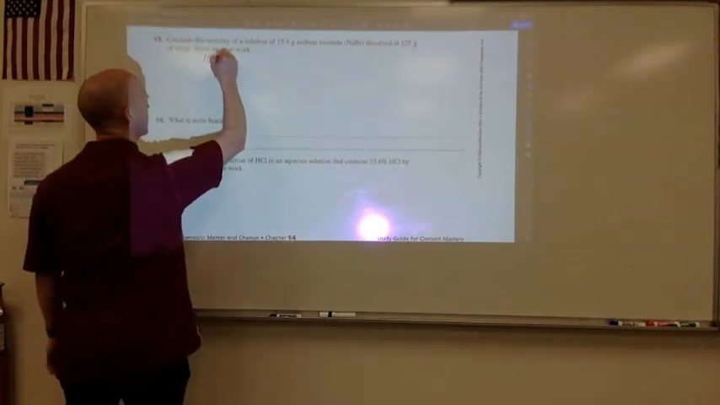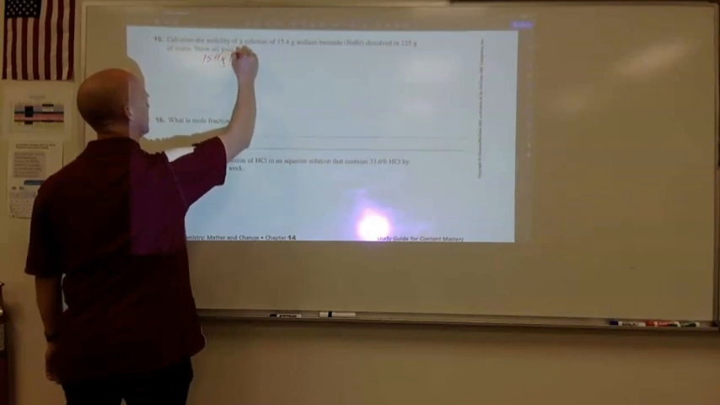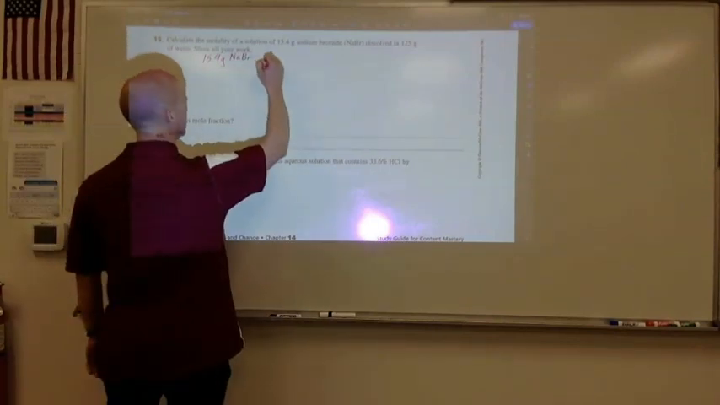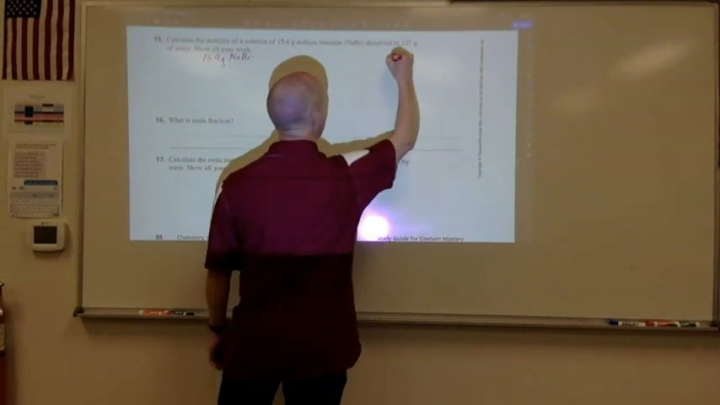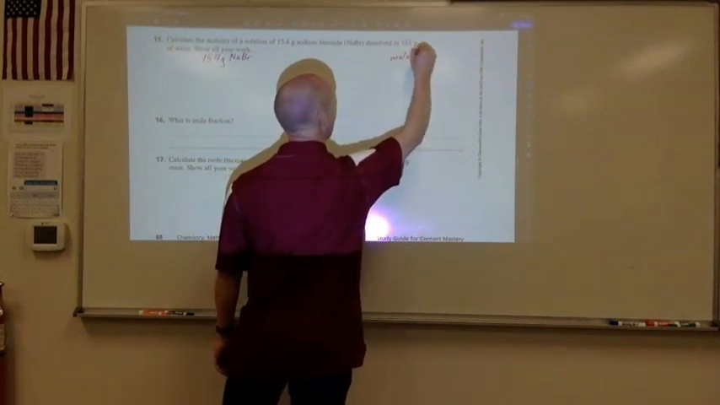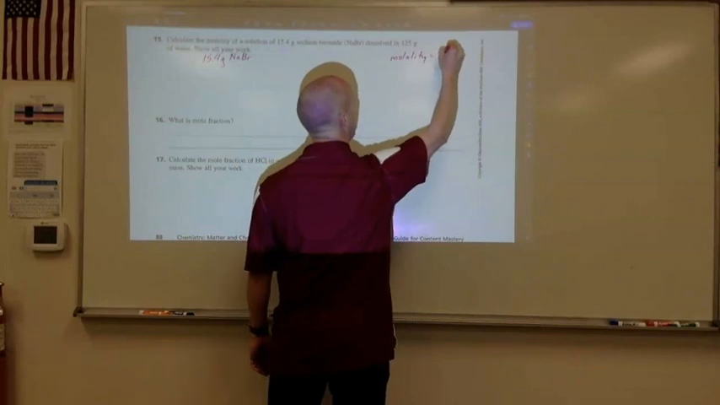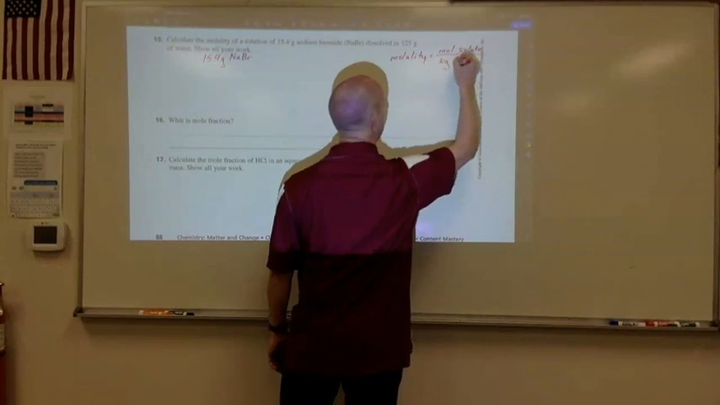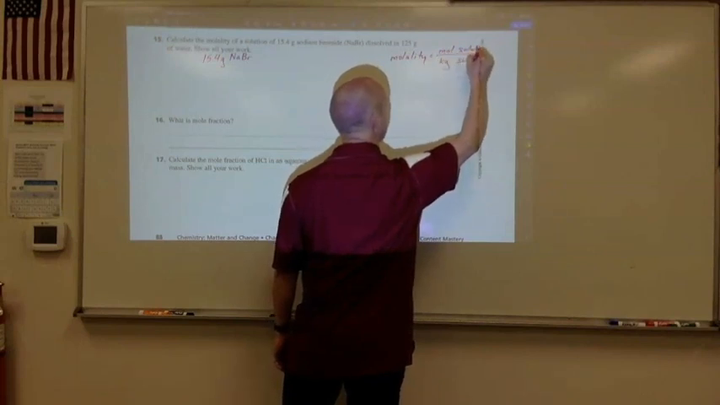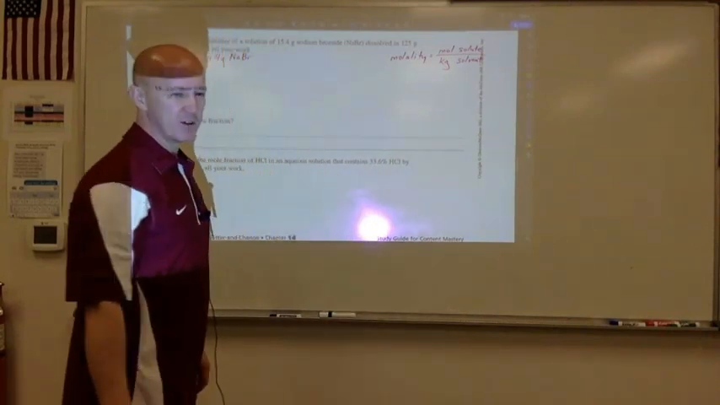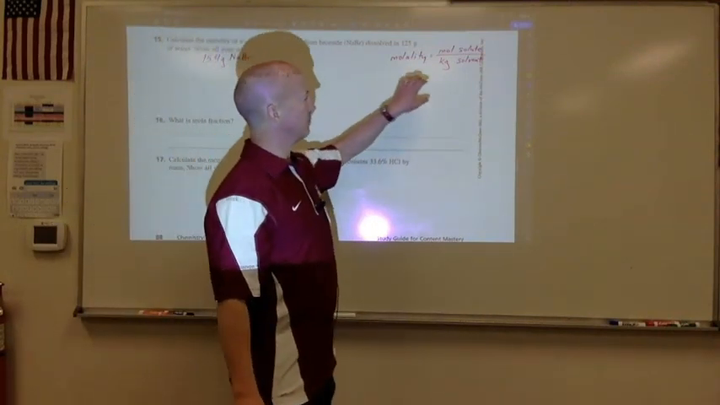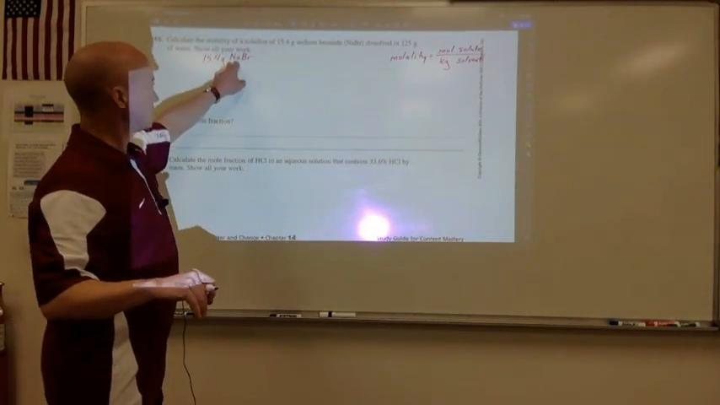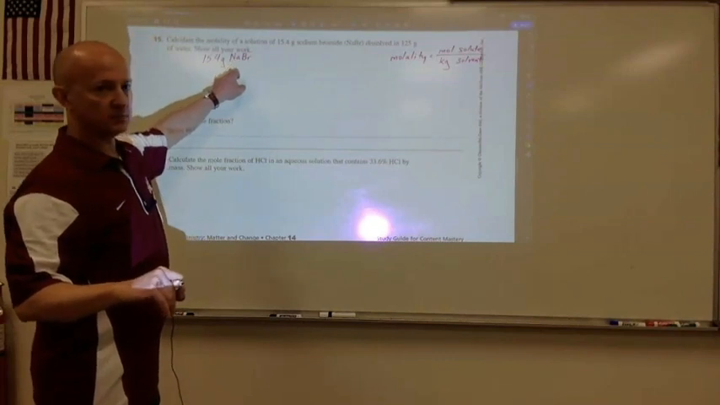15.4 grams of NaBr. All right? So we're going to find the number of moles of that. Molality is moles of solute per kilogram solvent. Remember, understanding the concepts and the units means so much. It gives you direction. It really does. So I know I have to find moles first here.